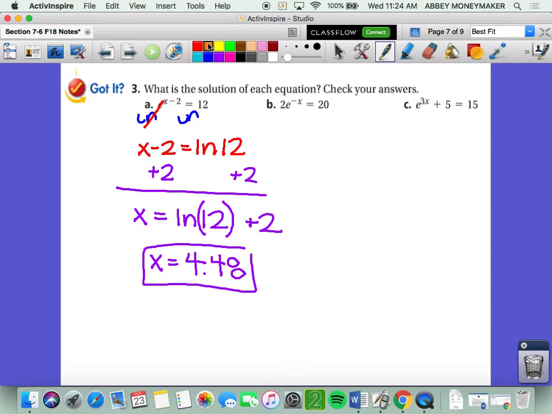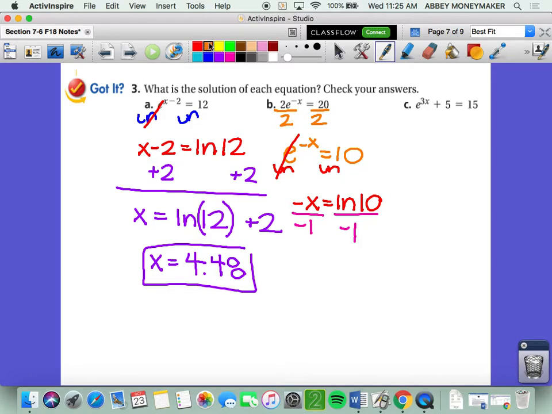All right, let's look at B. Here we go. What do I do first? Divide by 2. Got to get the function by itself. e to the negative x equals what? Natural log. So you get negative x equals the natural log of 10. Divide by negative 1. Very good, Carson. So we would say x equals what? Correct, which is negative 2.3. Yes. Negative 2.3.